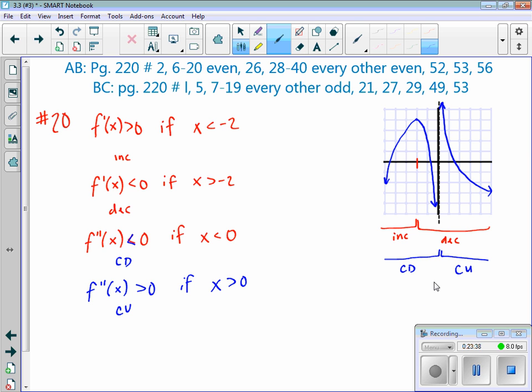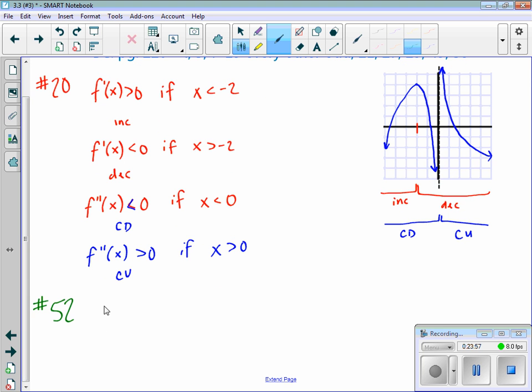Okay, then we'll look at 52. That one's kind of quick. So 52 will be on the next page. It's talking about coffee is being poured into a mug. And we've got the shape of the mug is kind of like this, where it's skinnier in the middle and wider on the top and on the bottom. Okay, so it says coffee is being poured into the mug shown in the figure at a constant rate. So it's being poured at a constant rate. It's like when you turn on the faucet, okay, and the water's coming out at a constant rate.